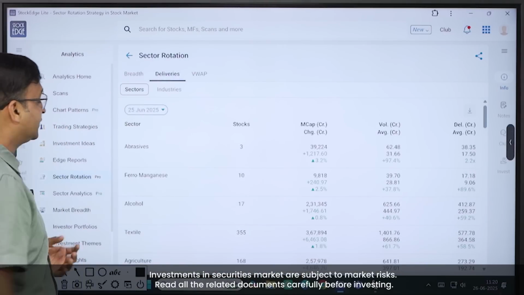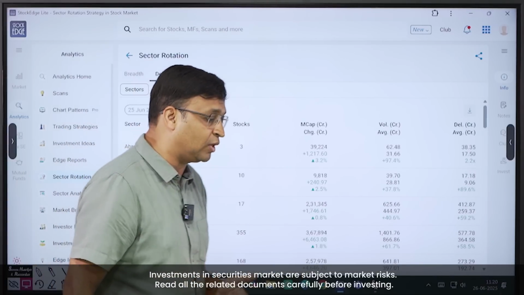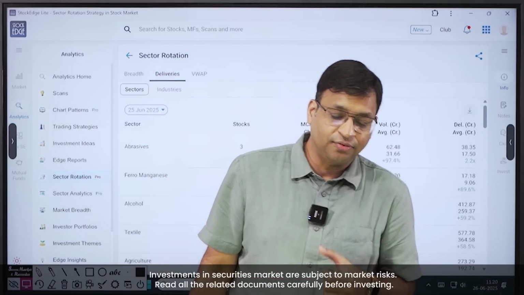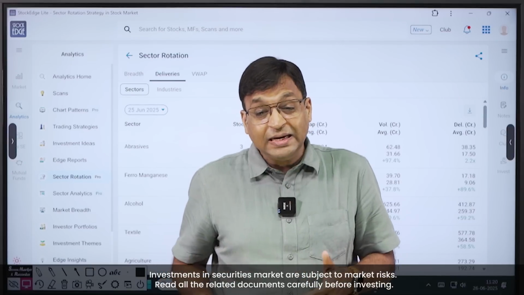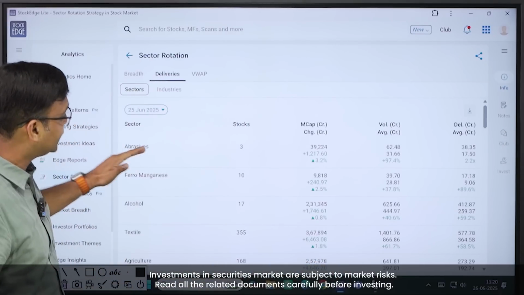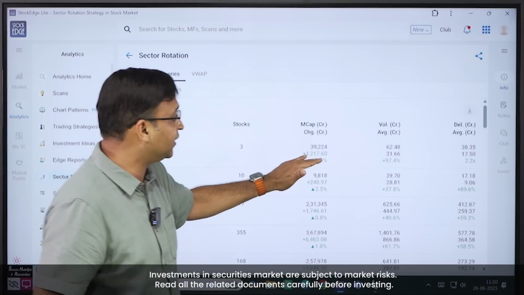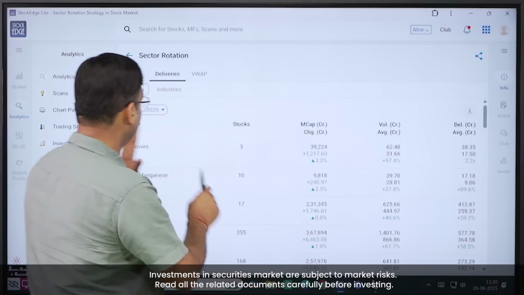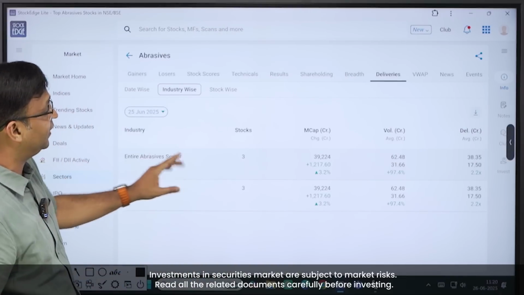The other window is the delivery. This is also very interesting because delivery is actually the first point of build-up of momentum in any sector. So, for example, abrasive, 3 stocks, 3% increase, delivery is 2x. That means there's something exciting which is happening in this sector.